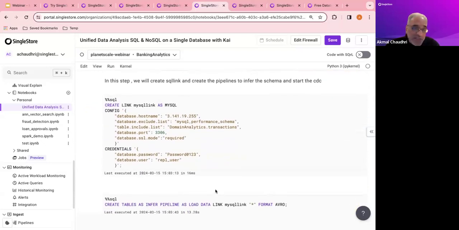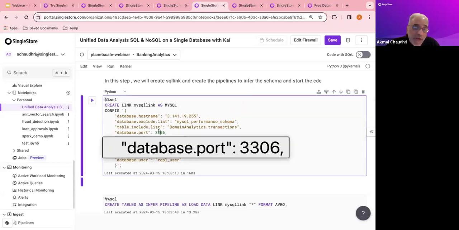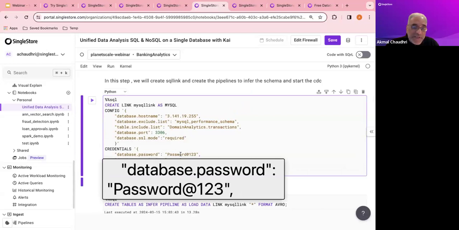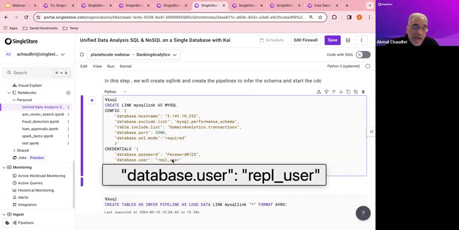So we just need to provide some information in terms of setting this up, okay? So the details of the host. We are excluding a couple of things here, such as MySQL and the performance schema. We don't need those. And what's the list of tables that we're interested in? We are interested in this transactions table. It's got some data that we'd like to bring across to SingleStore, and then we provide some other additional information, such as the port number here, which is 3306, and that we do require SSL mode here, as you can see. And then we provide our credentials just below here, in this particular case, the password and the user.